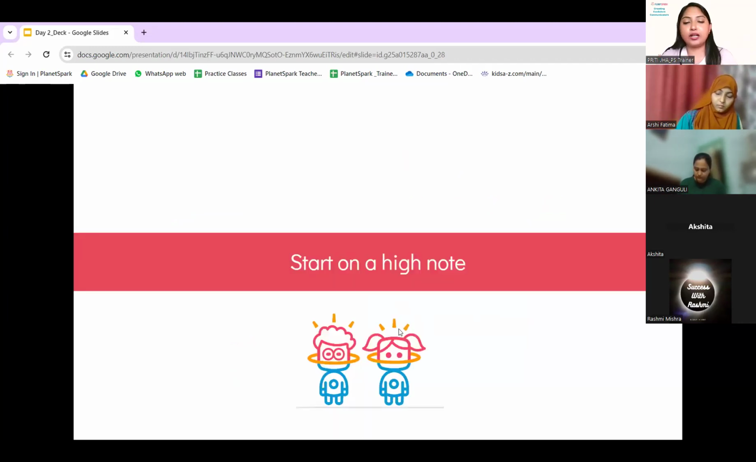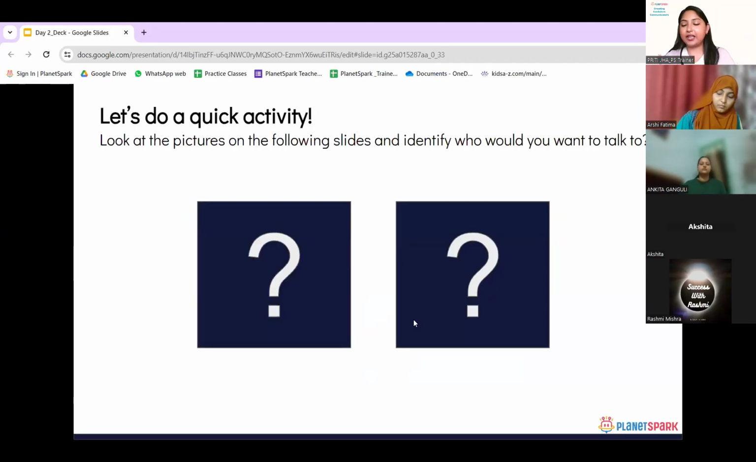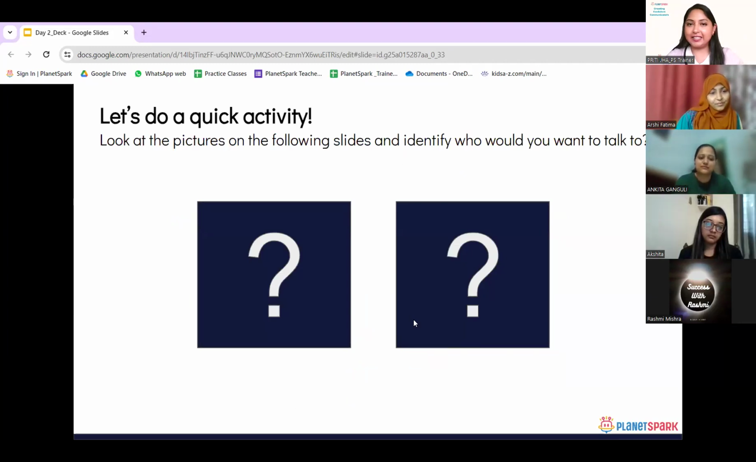Starting on a high note. Let's play an activity. Let's have a game. Our training sessions are also a little activity based. So let's look at the pictures that I'm going to show you on the slides and identify who you would like to talk to. I'm going to show you picture 1, picture 2, and you are going to identify whom you are more likely to talk to.